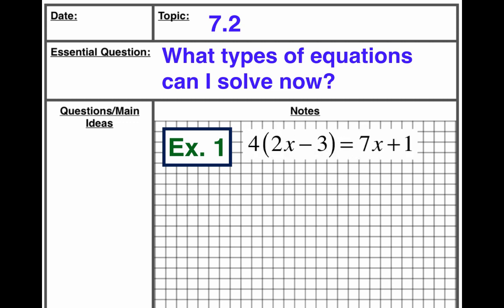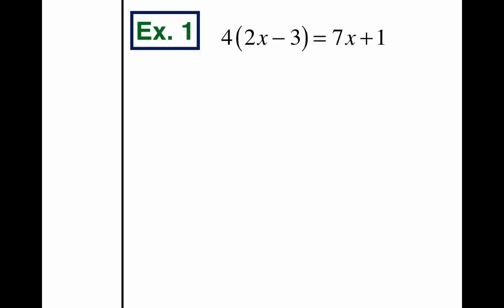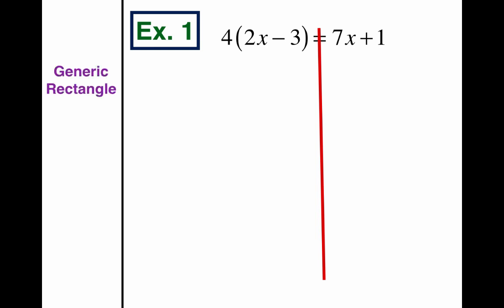So our first problem today is we are going to solve 4 times the quantity 2x minus 3 equals 7x plus 1. Now this is probably a problem we could have solved even a few months ago, because we know the strategy is line down the middle, get x by itself, and it looks like distributive property. We have a 4 and parentheses, so if you wanted, you could use what we call the generic rectangle. It is an option.